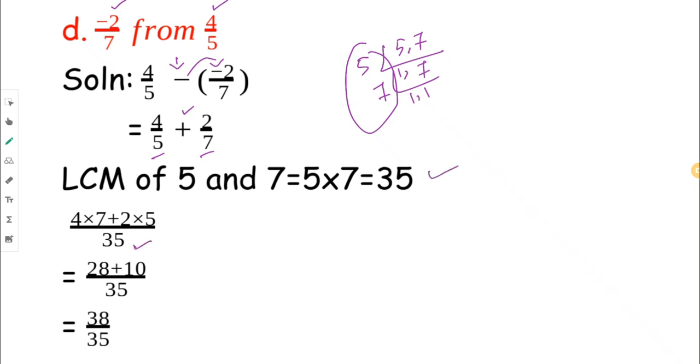What is my first numerator? 4, right? So I've written 4. 5, how many times are 35? 5 7s are 35. Next is plus 2, right? So I've written plus 2. 7, how many times are 35? 7 5s are 35. If we're done with that, we just have to multiply, right? 4 7s are 28, then 2 5s are 10. Okay, so both are plus, we have to add them. So 28 plus 10, I'll get 38. Okay, 38 by 35.